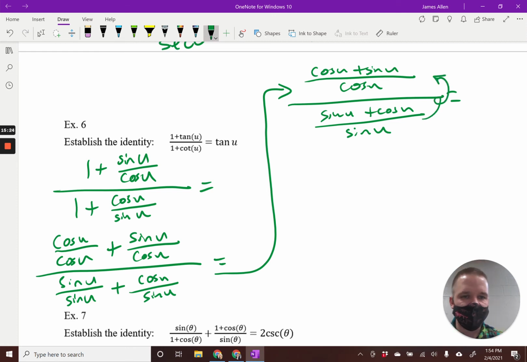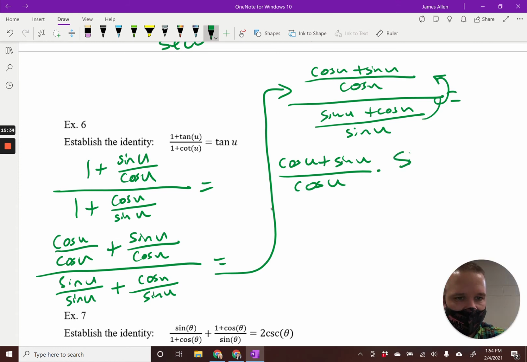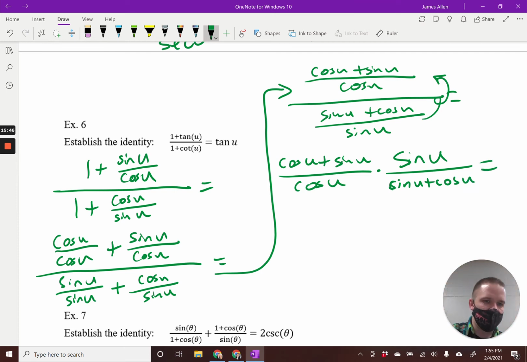Now I can go ahead and multiply by the reciprocal. So here's what I'm going to set up: cosine of u plus sine of u over cosine of u, times sine of u over sine of u plus cosine of u. Oh, snap. Sine of u plus cosine of u is the same as cosine of u plus sine of u, so that will cancel. That's awesome.